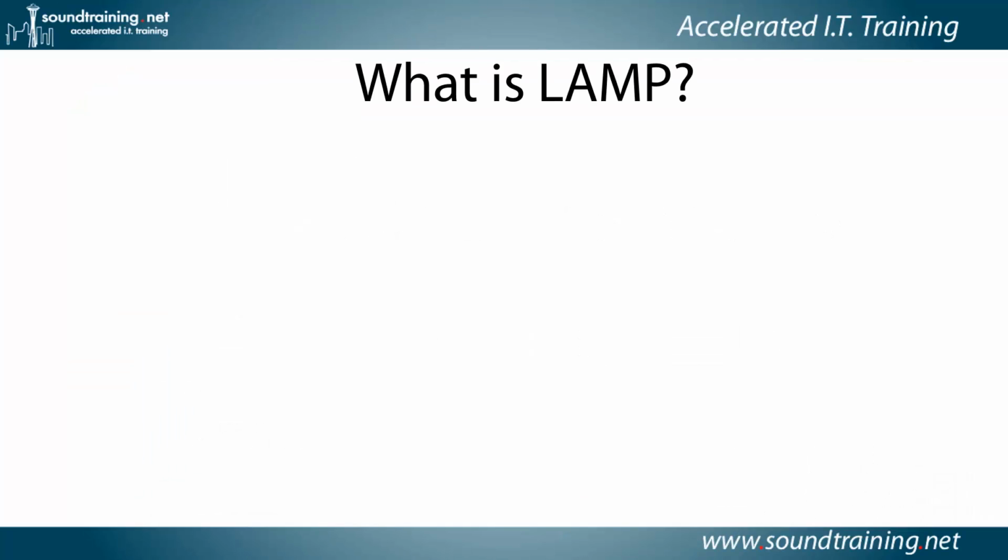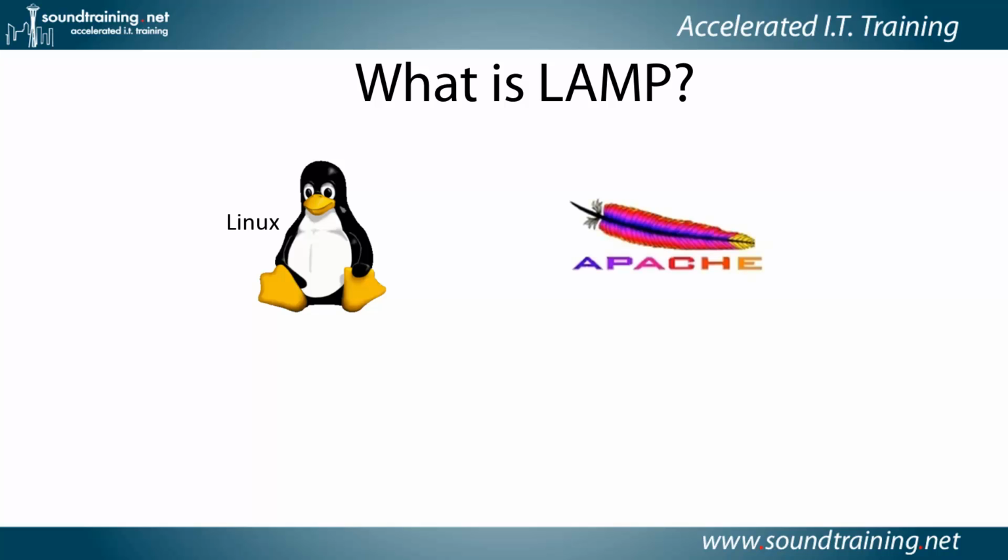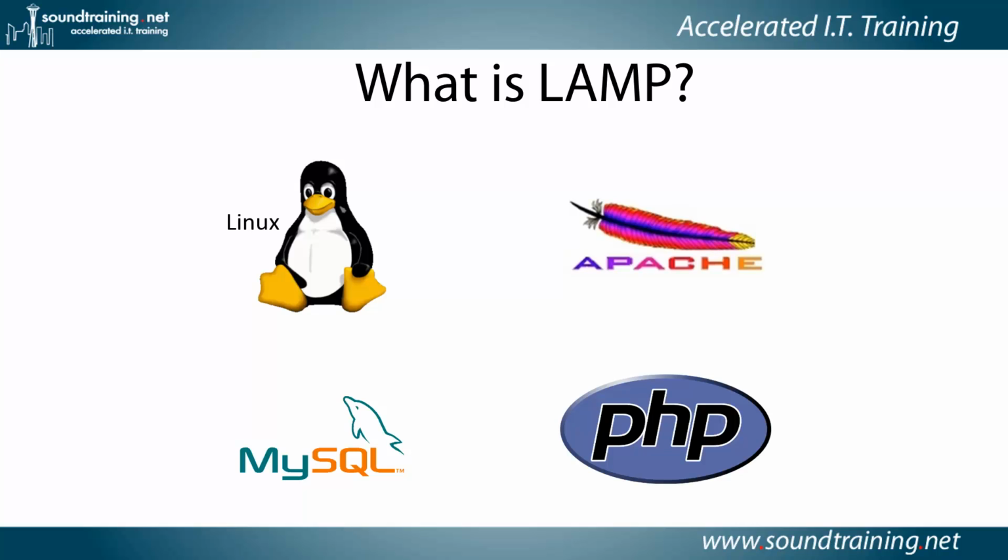What is LAMP? Well, it's four components, as we mentioned before. It's Linux, which provides the operating system, Apache, which is the HTTP server, MySQL, which is the database, and PHP, which provides the interaction between the web server and the database.